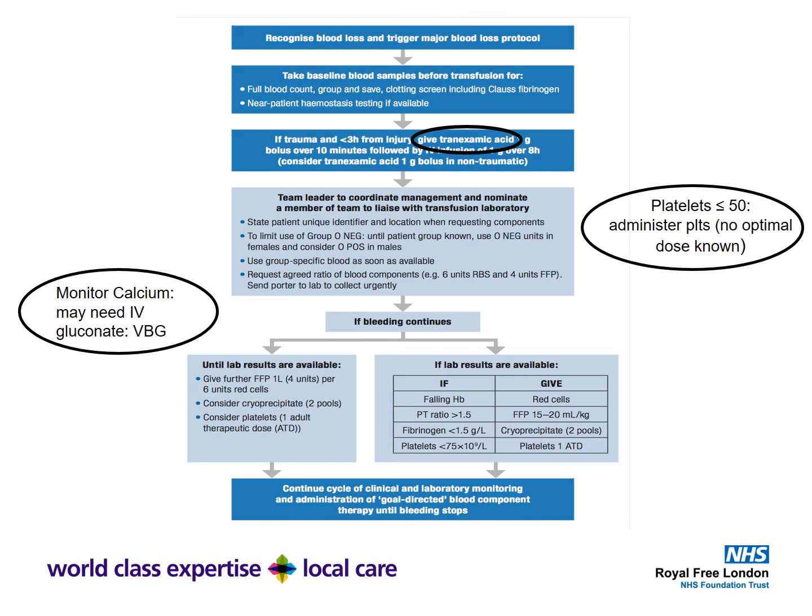If the platelets are less than 50, which again is a common finding of thrombocytopenia in those who have chronic liver disease, it may be prudent to administer platelets, although at the moment there's no known optimal dose. You may need to give some calcium, as a rapid transfusion can cause hypocalcemia, in which case we would give IV calcium gluconate, 10 ml of 10%.